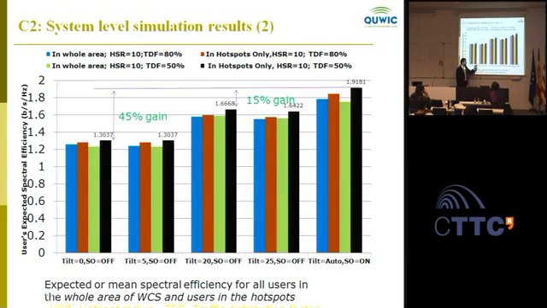But the problem is, this is not about the amount of gain. It's about the amount of money, quality of service, time, or labor you would be able to save with a solution like this. Because you don't have to rely on planning tools and engineers to go and keep changing tilts. You just need to put this solution in your base station, and then it's going to do the rest.